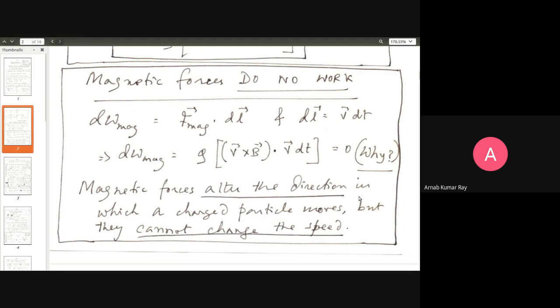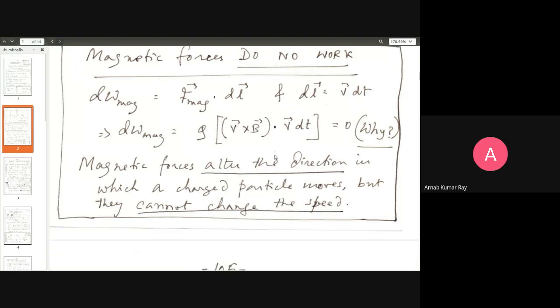Magnetic forces alter the direction in which a charged particle moves, but they cannot change the speed. A standard example of such motion is circular motion. In steady circular motion, a particle is always changing its direction, which is tangential along the circular path. Therefore, its velocity is always changing. However, its speed is not changing. Therefore, it just continues to travel along the circular path at a steady rate. So that is what it is. Magnetic forces do no work.